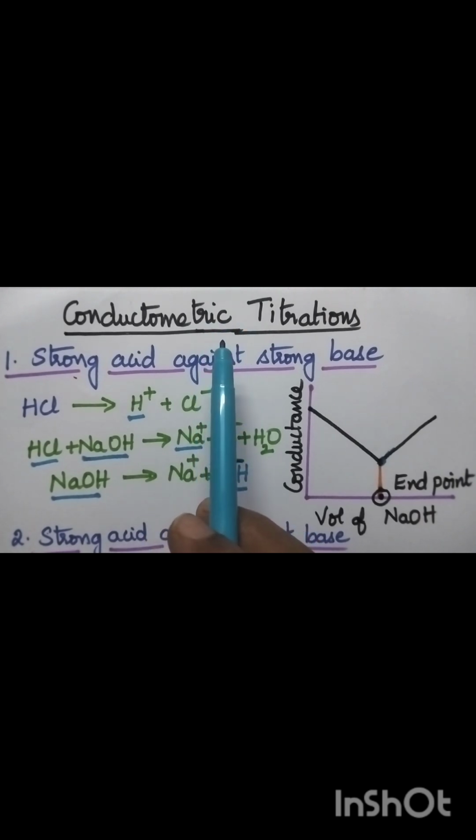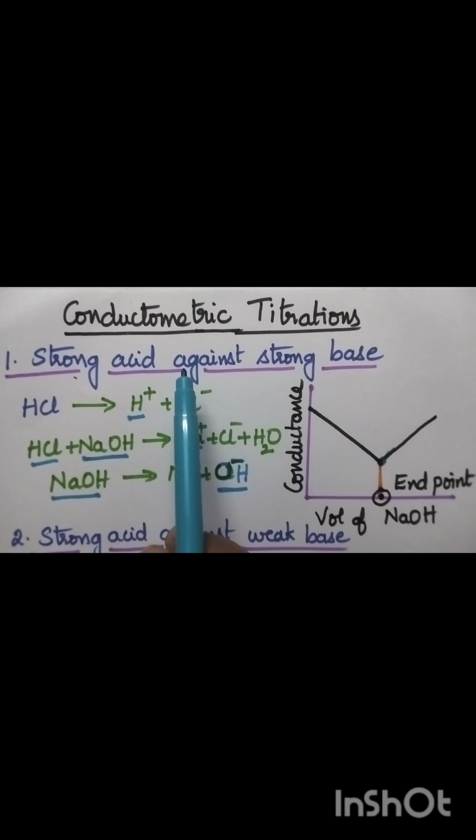These conductometric titrations can be classified into four types, namely strong acid against strong base, strong acid against weak base, weak acid against strong base, and weak acid against weak base. Moving to the first titration, that is strong acid against strong base. Here HCl is the strong acid, whereas NaOH is the strong base.